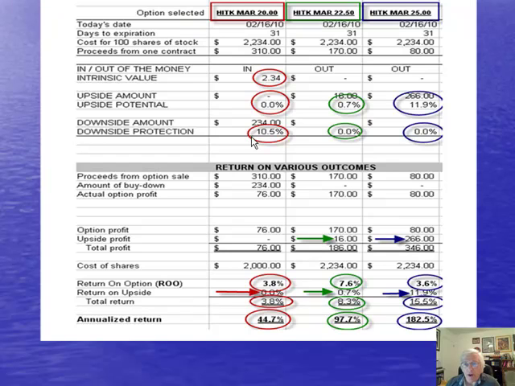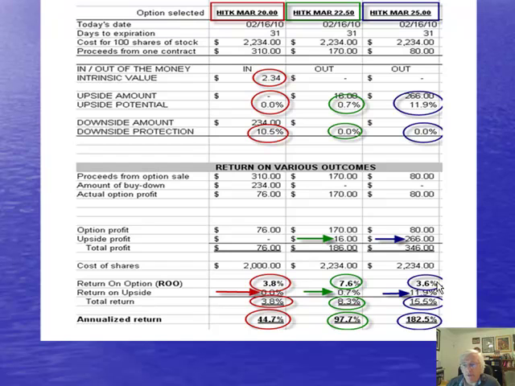Now, the in the money strike, if you look at the middle of the page, the red circle there gives you downside protection of 10.5%. So what that means is the 3.8% initial option return is protected as long as the price of the stock does not depreciate by more than 10.5% during that 1 month. The middle column is the 7.6%, and you can see you get no downside protection there. There is a slight amount of upside potential, negligible though.